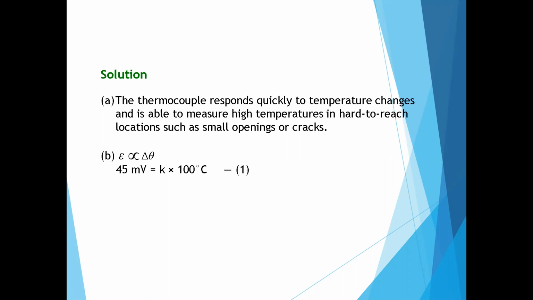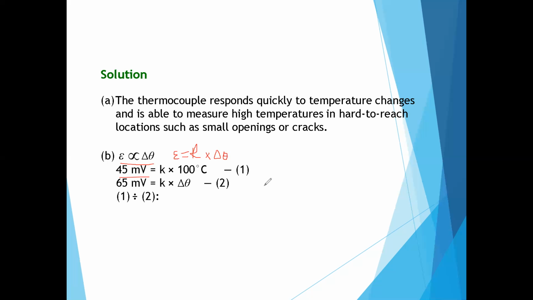So 45 millivolts was the EMF initially, is equal to K into 100 degrees Celsius. What is K? K is a constant that is used. So that is the formula we use. E is equal to K into delta theta. And so 65 millivolts is equal to K into delta theta. We don't know that. So in the first one, using this relationship, we derived a formula. E is equal to K into delta theta. What is K? K is the constant and delta theta is the change in temperature.